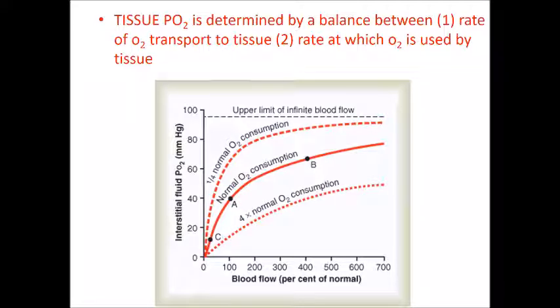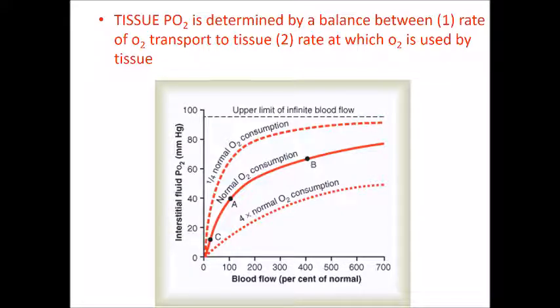interstitial fluid PO2 is 40 mmHg. Now when we increase the blood flow, focus on point B. Here blood flow is 400%, or 4 times normal. You can see the PO2 is rising. It is around 66 millimeter of mercury. Now see point C. If the blood flow decreases, again interstitial fluid PO2 decreases. So when you increase the blood flow, more oxygen can be delivered and PO2 can rise. When you decrease the blood flow, less oxygen can be delivered and PO2 can fall.